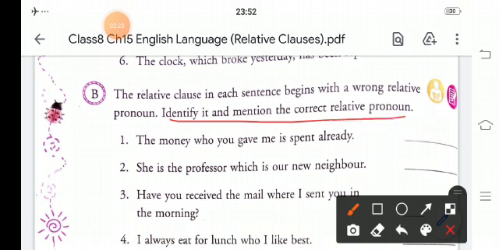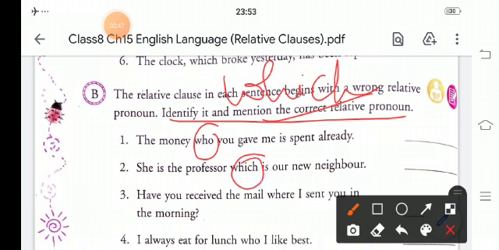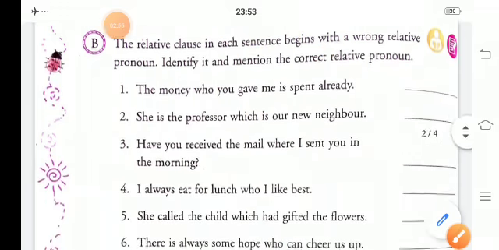The money who you gave me is spent already. This relative word is wrong. So what will be the actual word? The money which you gave me. She is the professor which is our new neighbor. This is the relative word, but it is wrong. The correct relative word is who. She is the professor who is our new neighbor.